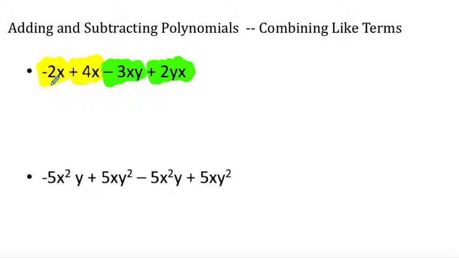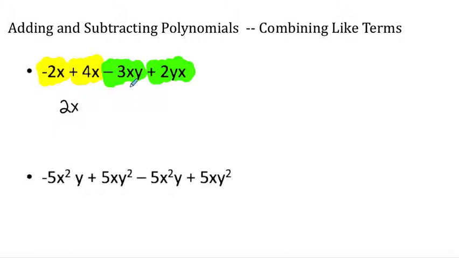So if I have negative 2x and positive 4x, I would combine those coefficients in the same way that I was adding or subtracting integers. So here I have negative 2 and positive 4, so combined that gives me positive 2, and then the variable remains. The variable stays with the term, so that would be 2x.